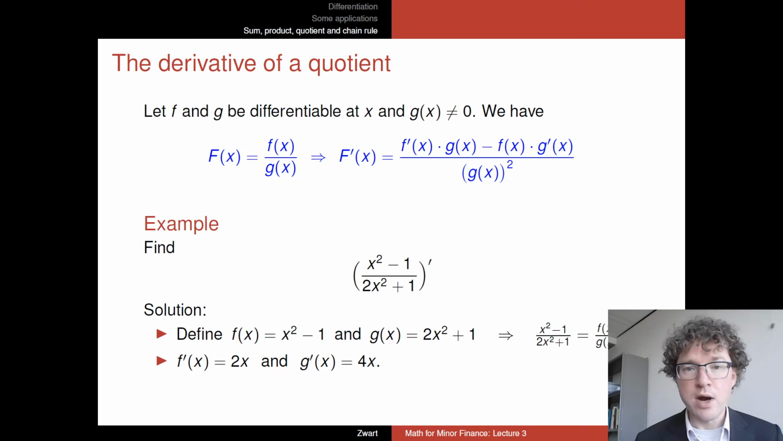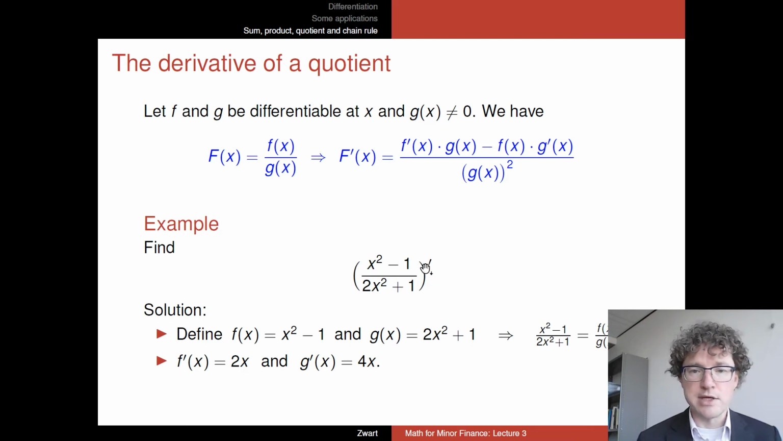So big F prime, the derivative of this quotient, is then given in terms of its constituents. Little f prime times g in the numerator minus f times g prime. So this looks a lot like the product rule, but with a minus sign over here. But you also have to divide it now by the square of this denominator g. So we have to divide it by g squared. So it's easiest to see this at work in an example again.